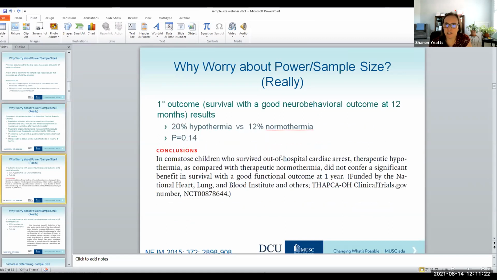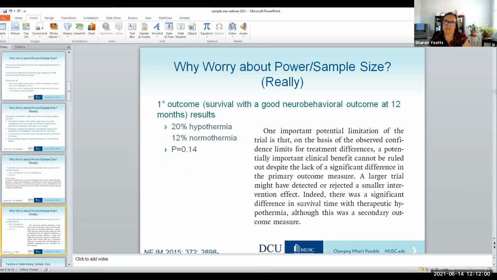As I mentioned, the primary outcome was survival with a good neurobehavioral outcome, and 20% of the hypothermia subjects achieved this outcome versus 12% of the normothermia subjects. So that's an 8% absolute improvement in the primary outcome. But the p-value at the end of the study was 0.14, right? So the conclusion in the manuscript is that in these children, therapeutic hypothermia did not confer a significant benefit. That's what we have to conclude based on this result.